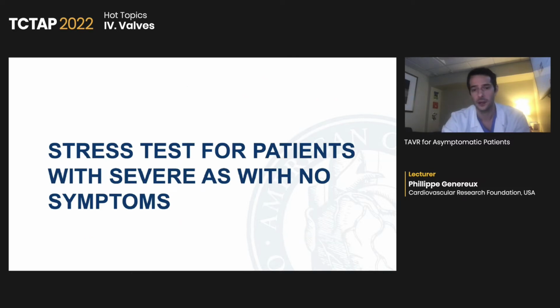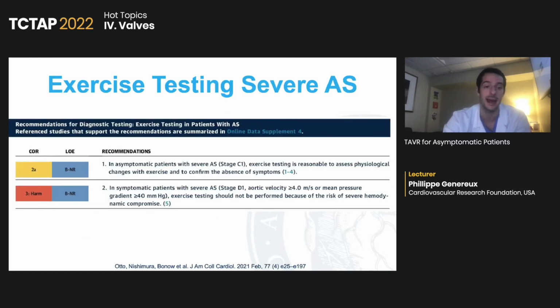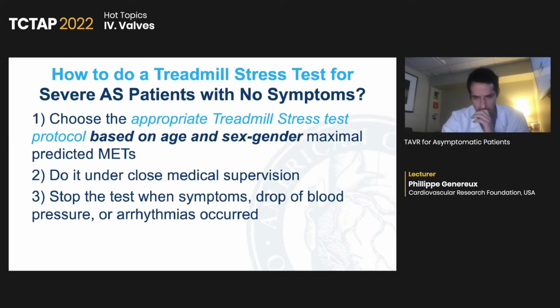And talking about the stress test, this is clearly a class 2A indication. When the patient has severe AS with normal EF, with clearly no symptom or vague symptoms, a stress test could be done, supervised by a doctor, to confirm the absence or the presence of symptoms. Obviously, we don't do a stress test when there are clear symptoms, or when the ejection fraction is less than 50%. And a very important thing is to choose the stress test appropriately for the patient's age and sex, not to over push the patient where they all become symptomatic at some point.